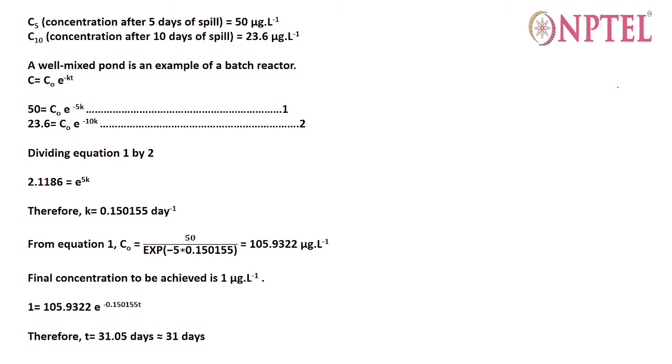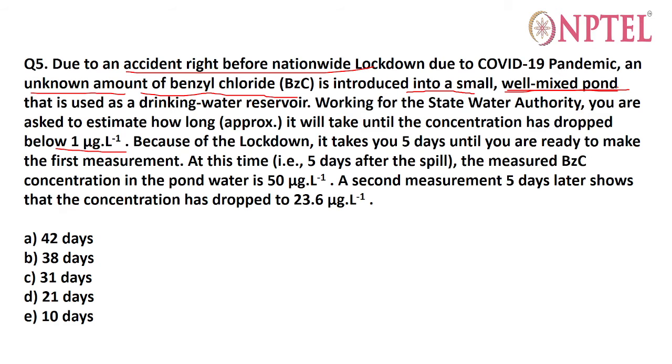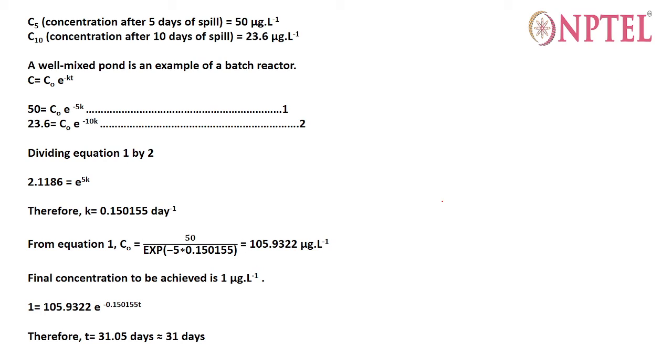So let's go to the solution. The answer will be C, that is 31 days. So this is the way we can solve this. C5 is the concentration after 5 days, because we went there after 5 days only. We got 50 microgram per liter, and again after 10 days, 23.6 microgram per liter.